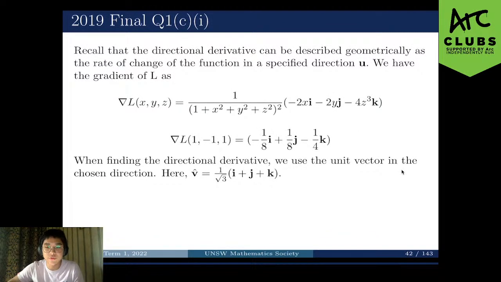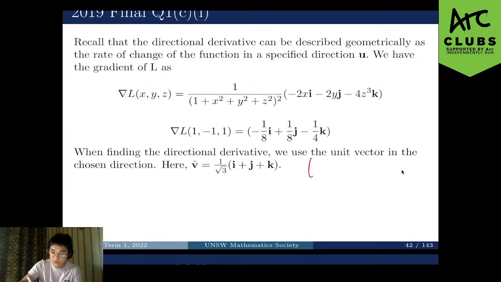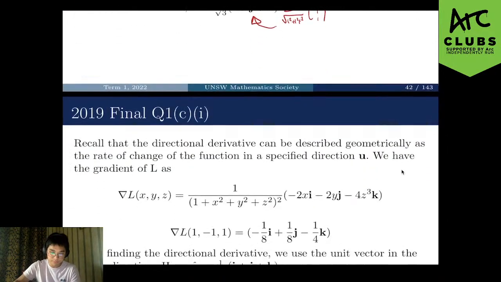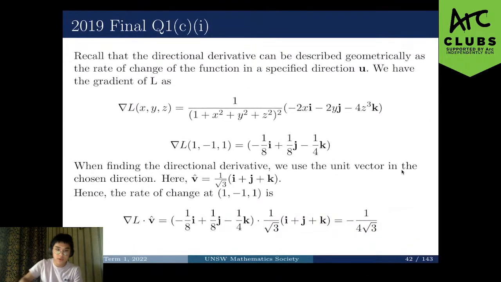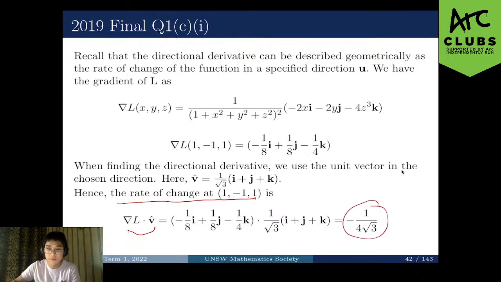When finding the directional derivative, we use the unit vector in the chosen direction. So we can't just straight away do the dot product of the gradient with the vector (1, 1, 1). We need to normalize it, so you do 1 over the distance, that's the square root of 1 squared plus 1 squared plus 1 squared. That's the unit direction vector we do the dot product with. Hence the rate of change at this point is the dot product of the gradient with the normalized direction vector, and we get minus 1 and 4 over 3. So at this point, the luminosity is decreasing at a rate of minus 1 and 4 over 3.